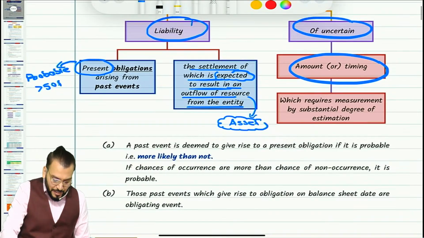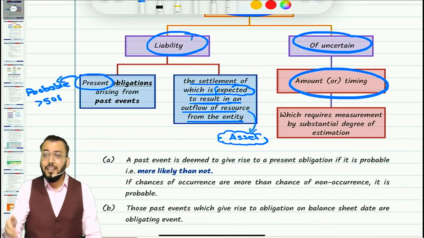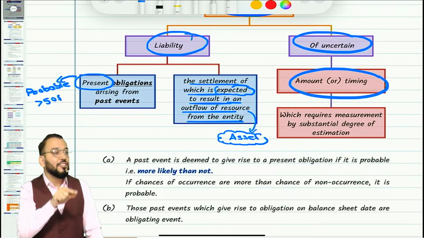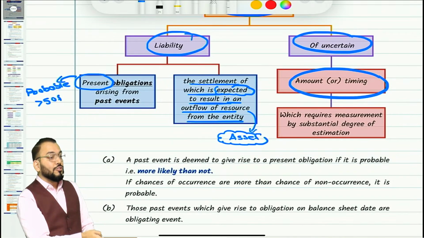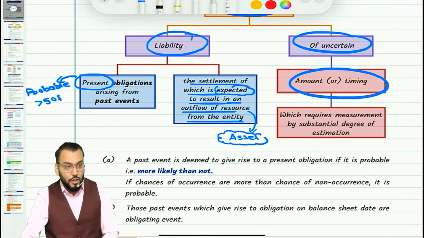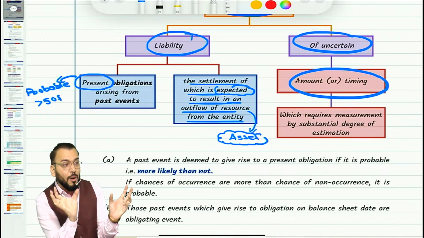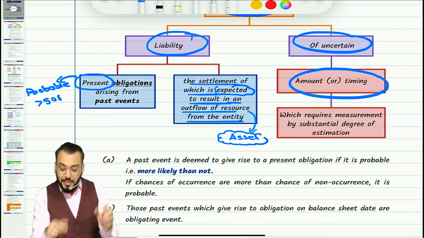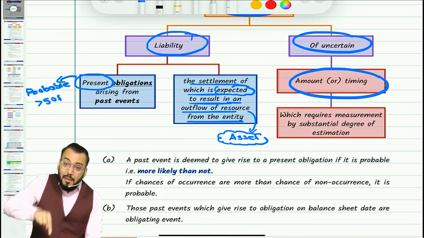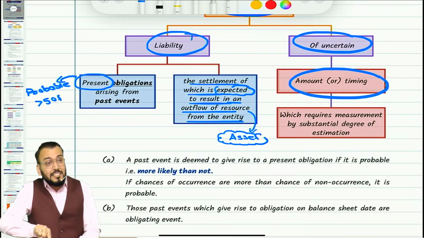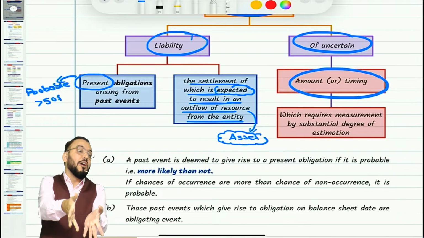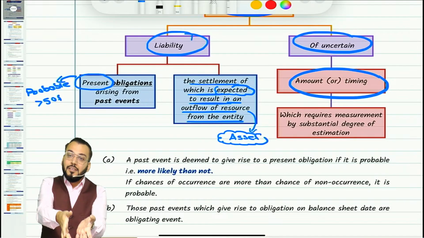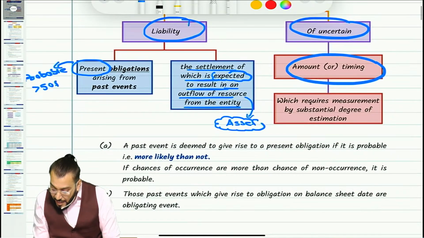Correct? So can you repeat once again what is the meaning of liability? Liabilities are present obligation arising from past event, the settlement of which is expected to result in outflow of resource from the entity. So what is the key term? Present obligation and outflow of resource. These are two key terms. Now, when such liability has some uncertain amount or uncertain timing, it becomes what? Provision. It means liability which are uncertain for amount or timing.